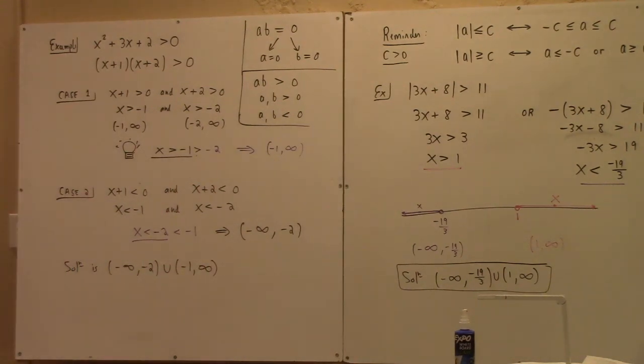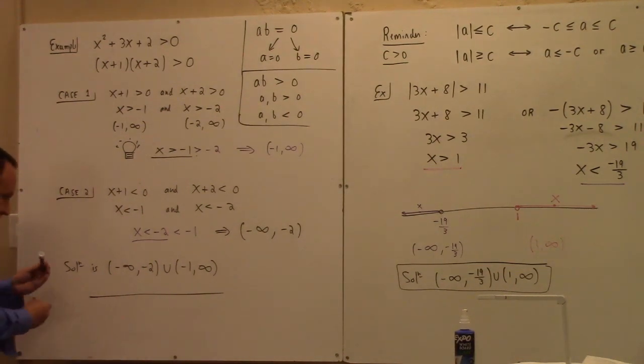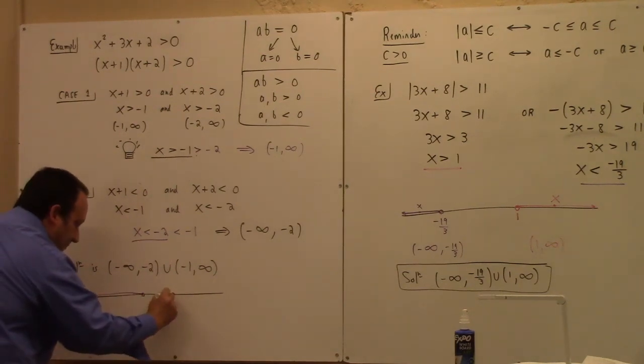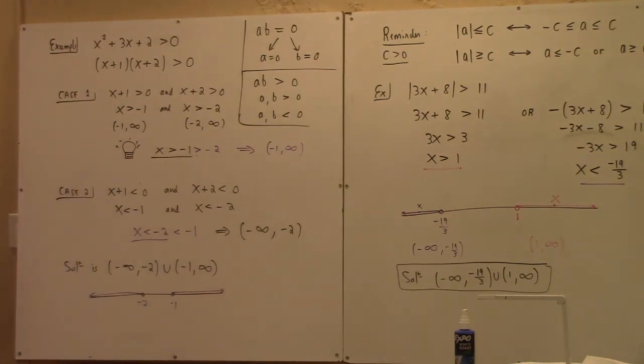You could draw that on the number line, right? So you've got minus 2 to infinity like that, and you've got minus 1 to infinity like that. That's the solution. It looks like that. Is this surprising? It really shouldn't be surprising if we graph the polynomial. Let me just introduce that. So how would we graph y equals x squared plus 3x plus 2 here?